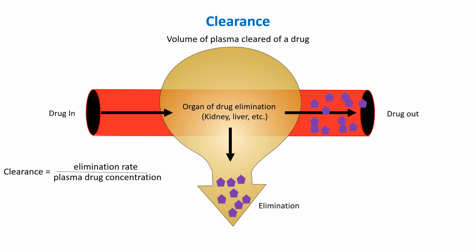Now, let's say the concentration of drug in the blood prior to the passage through the organ is 10 microgram per ml. From this, the organ metabolizes or excretes the drug at the rate of 500 microgram per minute. We can then calculate the clearance as 50 milliliter per minute. This means that 50 ml of blood is cleared of drug per minute as the blood flows through the organ of elimination.